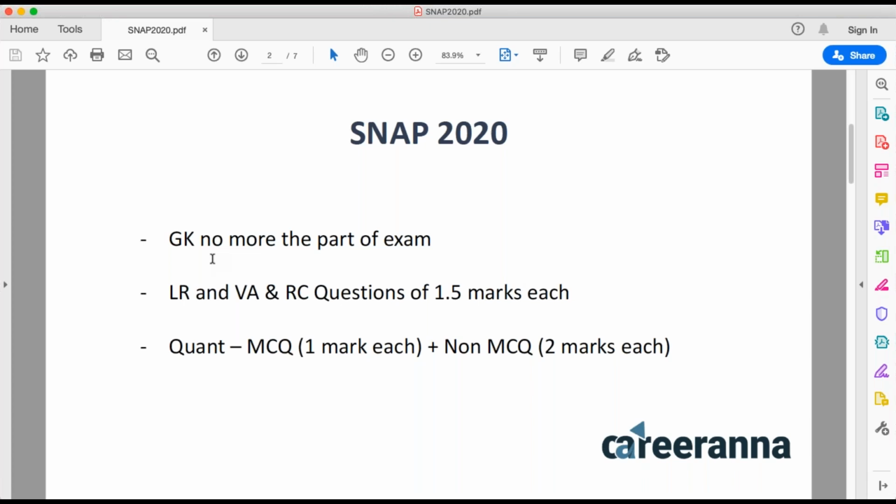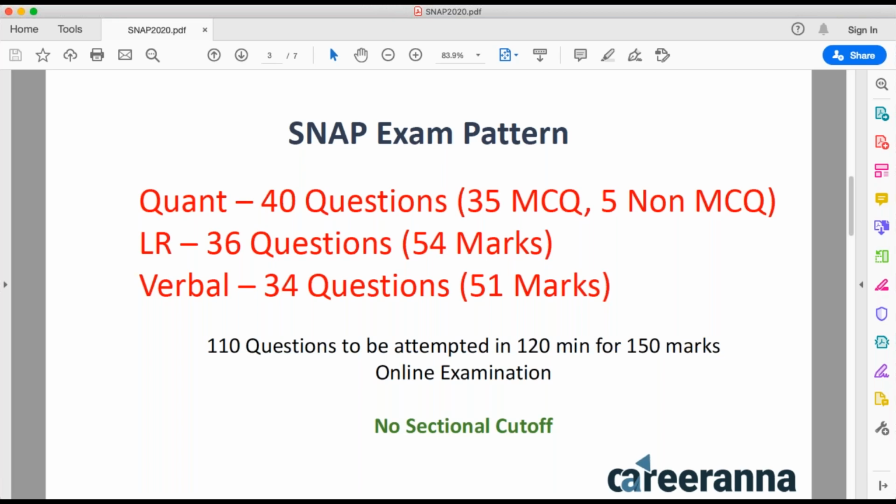We will come to the colleges later on. First, let's talk about the examination. As I said, this is the broad-level thing you need to remember for SNAP: this is how the pattern is going to be if the pattern of last year continues. The quant section is going to have a total of 40 questions, out of which 35 would be MCQ and 5 will be non-MCQ. MCQ 1 mark each, non-MCQ 2 marks each, 25% negative marking for MCQ questions, no negative marking for non-MCQ. The LR section is going to have 36 questions, and the verbal section is going to have 34 questions. Again, I repeat, this is the pattern which was there in SNAP 2019, and if no change is made, we expect the same pattern to continue.